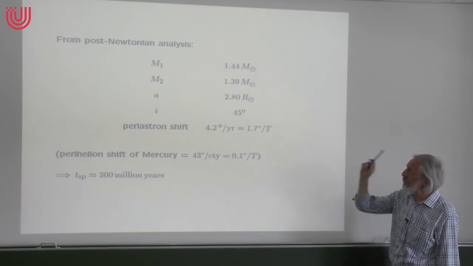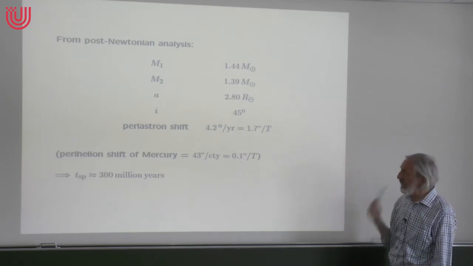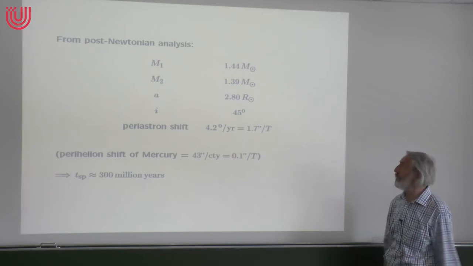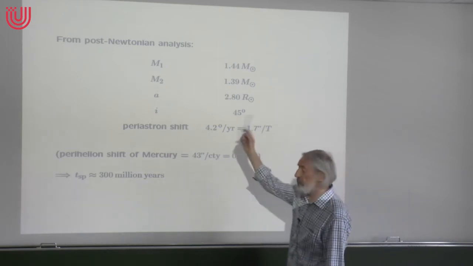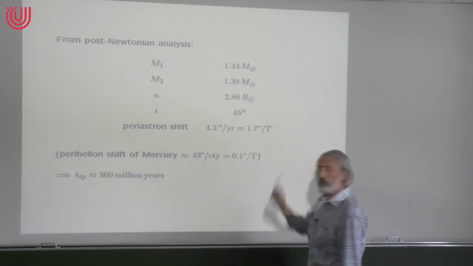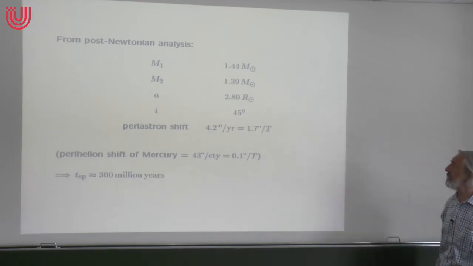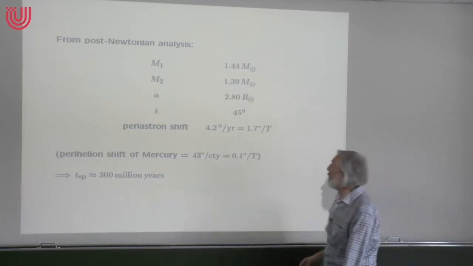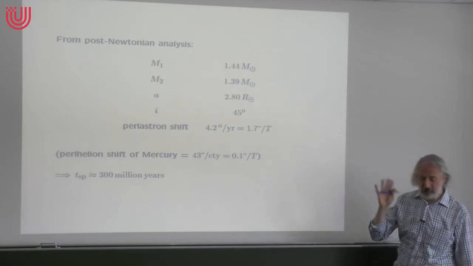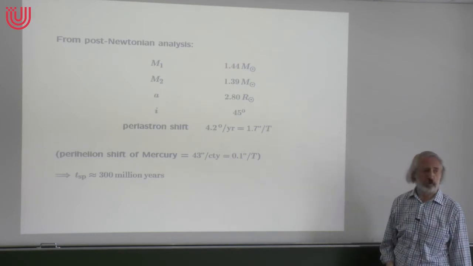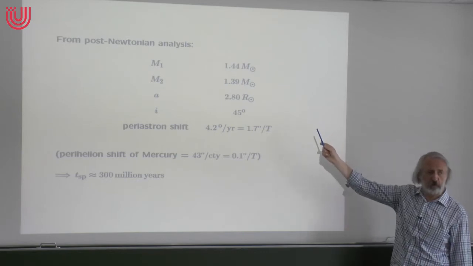So what came out of such a post-Newtonian analysis, going beyond the Newtonian theory, is that you can deduce the masses individually and the semi-major axis. For the masses, you get 1.44 solar masses. This is M1, the pulsar, which we observe. So that's a very typical value for a neutron star. Typically, they lie between 1 and 2 solar masses. And for the companion, one gets 1.39 solar masses, which would also agree with a neutron star. It would approximately also be possible for a white dwarf. It's about the so-called Chandrasekhar mass, which gives the limiting mass for a white dwarf.